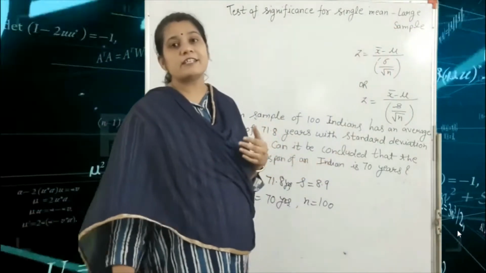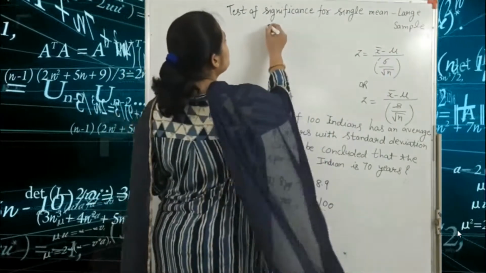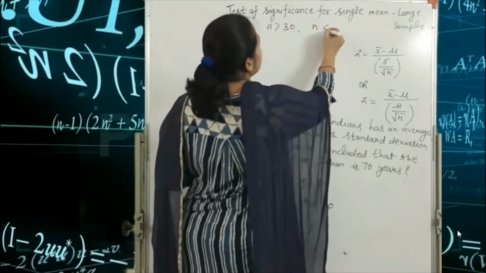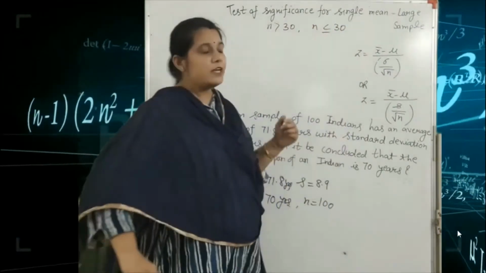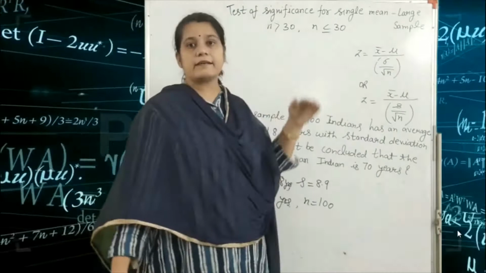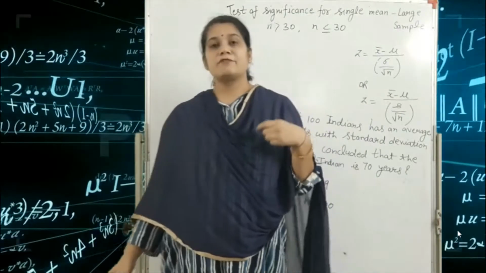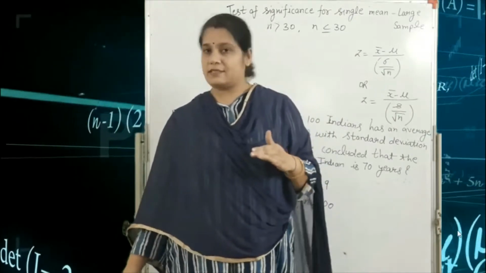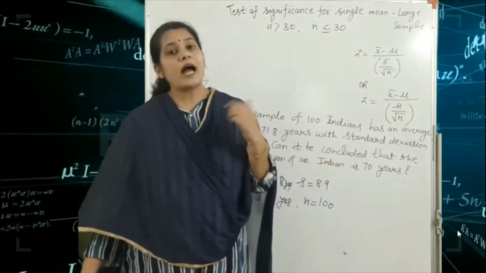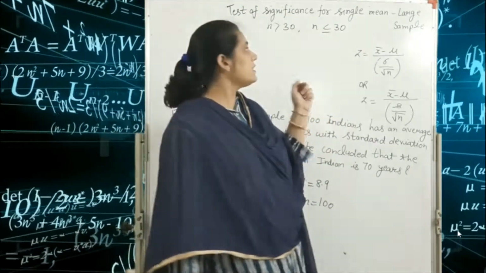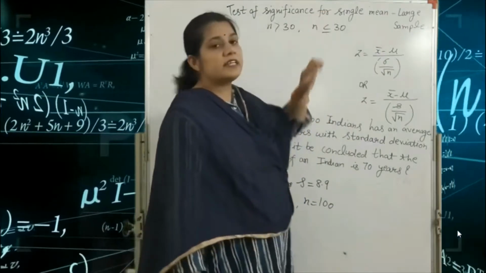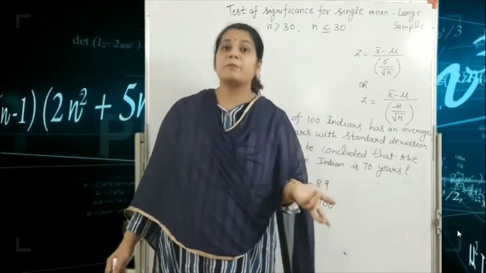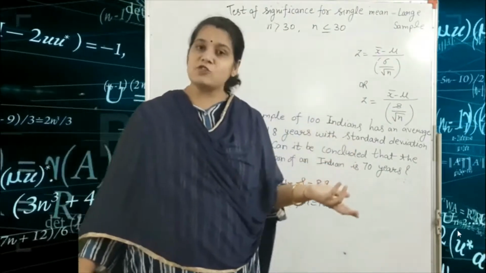We have already seen in our previous lecture two types of questions: n greater than 30 and n less than or equal to 30. If n is greater than 30, then in this type of question we compare according to our table for hypothesis whether the hypothesis is accepted or rejected. In this type of question, we are given a single mean.